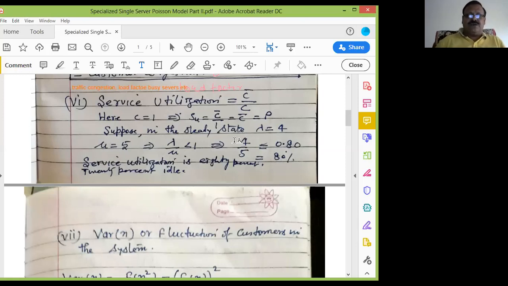This happens to be lambda is equal to 4 if we assume, and mu is equal to 5, then lambda upon mu is less than 1, that is the steady state. So if you compute this, 4 upon 5, then 0.8, that is 80%. So service utilization is 80%. We have only one server. So the server's energy or time of 80% we are utilized.